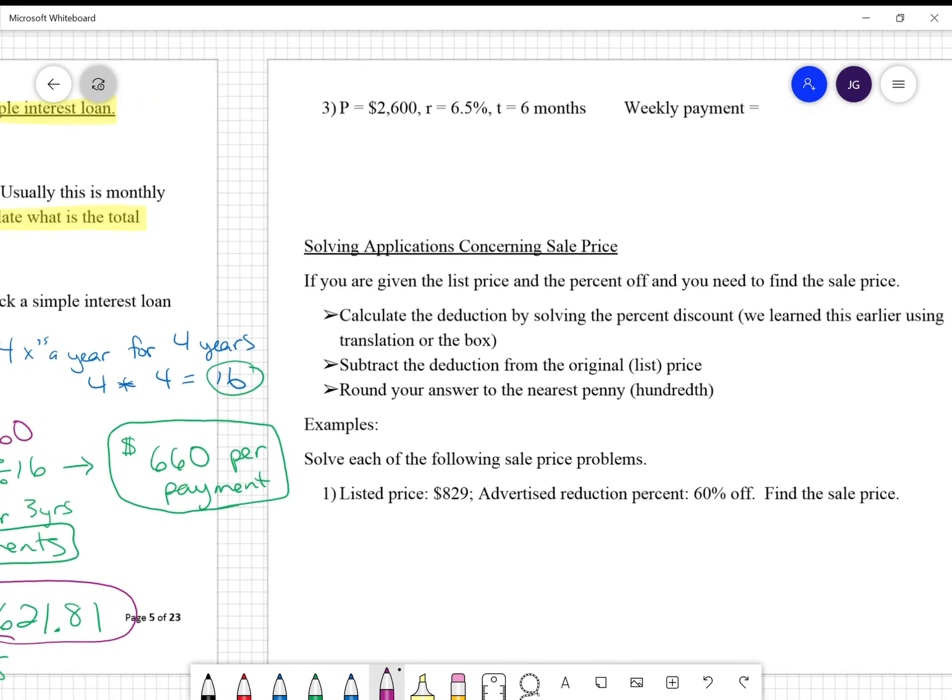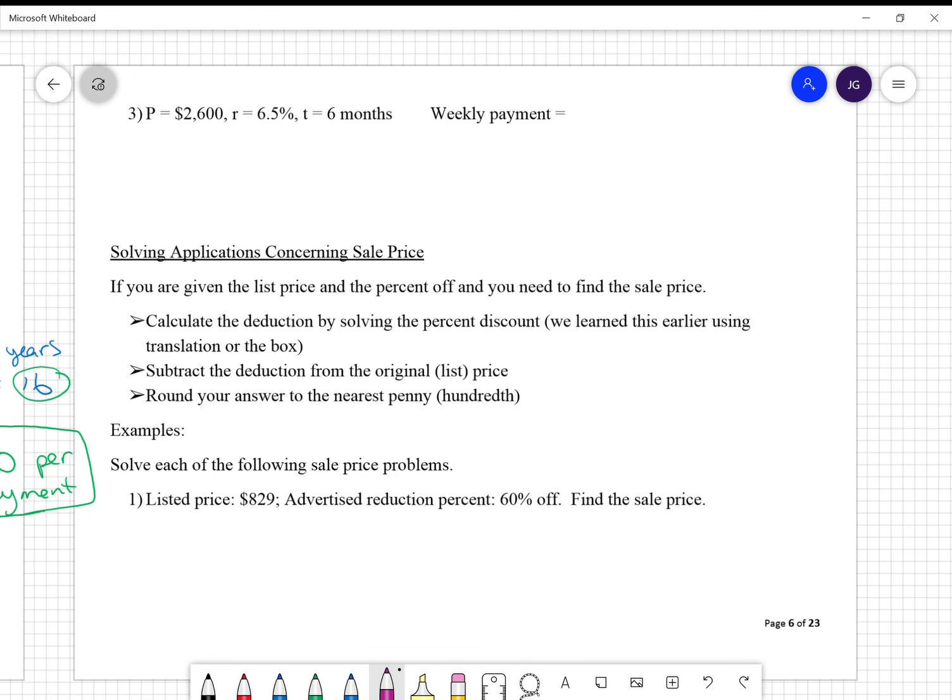Okay, last problem. I want to know the weekly payment amount. So weekly payment is 52 weeks. Now 6 months. 6 months is half a year. So 52 weeks times 1/2 is 26 payments.